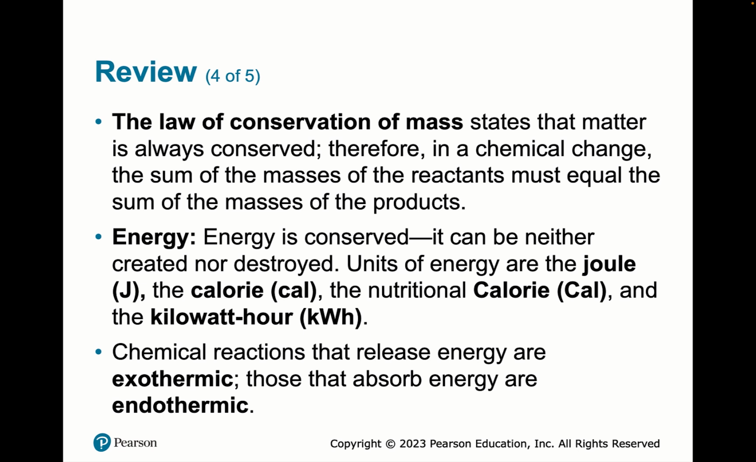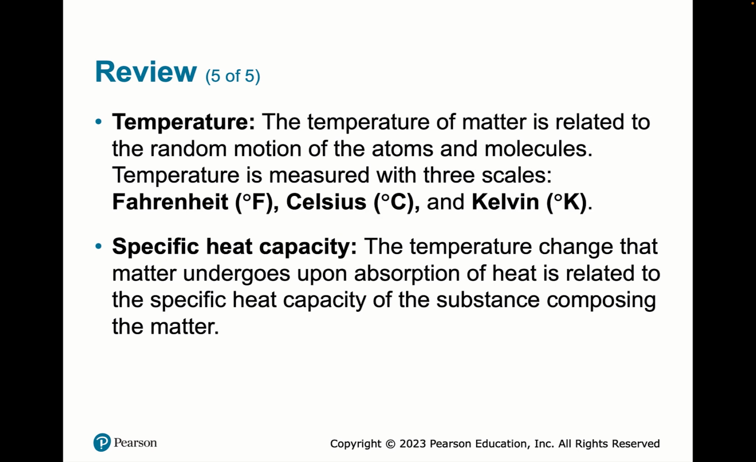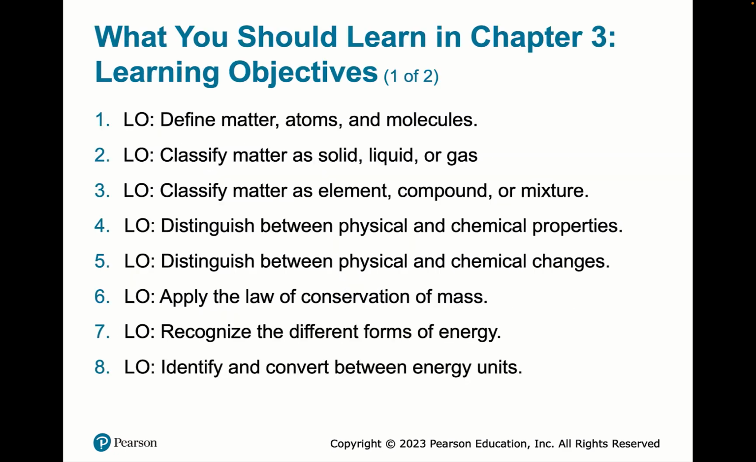We have some units of energy. We talked about the joule, the calorie, both the little calorie and the nutritional calorie, and briefly mentioned the kilowatt hour. Chemical reactions that release energy are known as exothermic, meaning heat leaves the system. Those that absorb energy are known as endothermic, which means heat goes into the system. Temperature is the average kinetic energy of the atoms and molecules. We have the different scales, and we also have specific heat capacity. The higher the heat capacity, the more energy it takes to change the temperature of the substance. Water has a relatively high heat capacity, while metals have relatively low heat capacities, for instance.